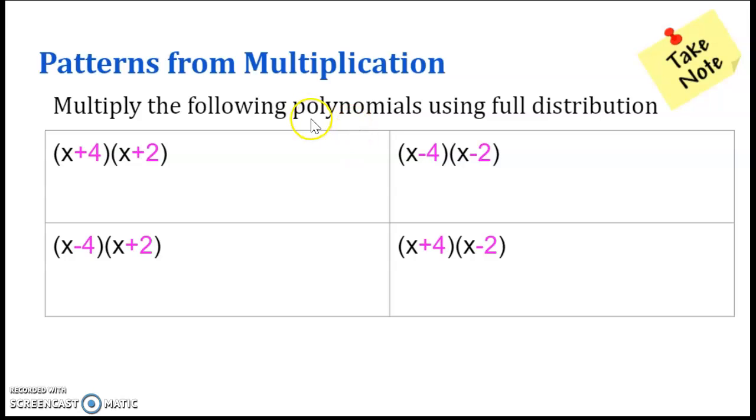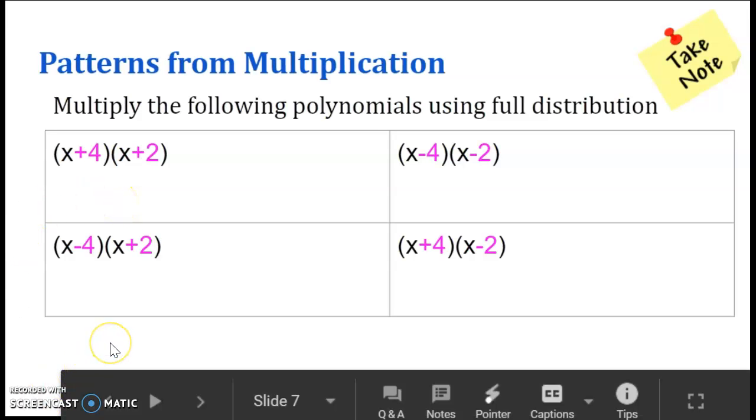All right, so pattern from multiplication. Let's multiply the following polynomials using full distribution. The numbers are very similar here. We're dealing with 4 and 2, 4 and 2. However, we're dealing with different signs. We're multiplying x plus 4 and x plus 2, x minus 4 and x minus 2, and then x minus 4 and x plus 2, and x plus 4 and x minus 2. And let's see how this makes a difference.